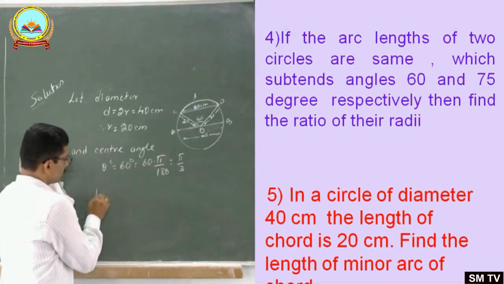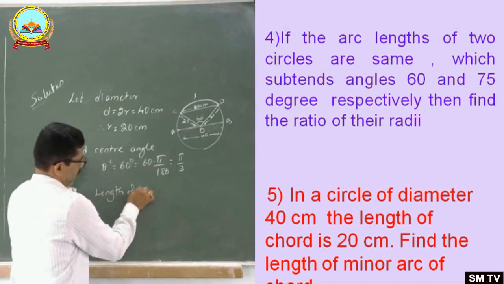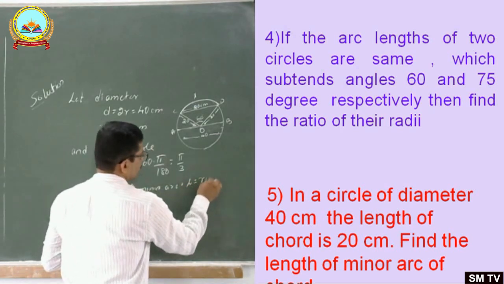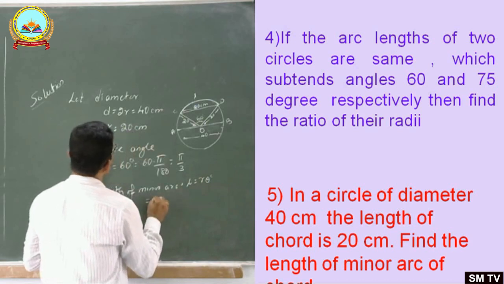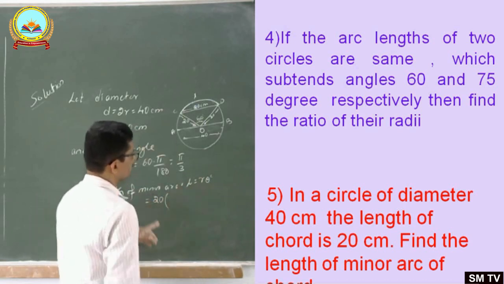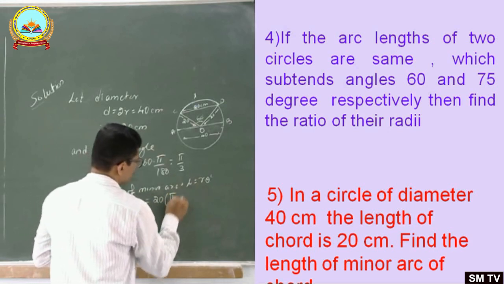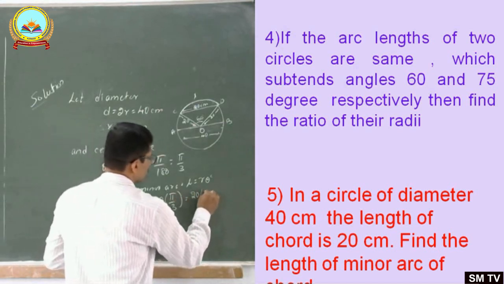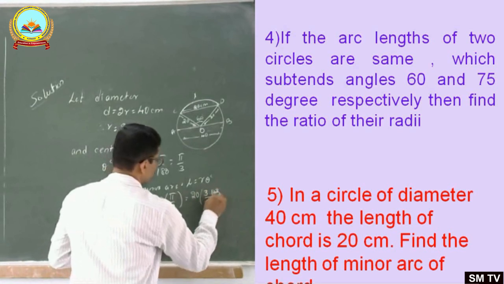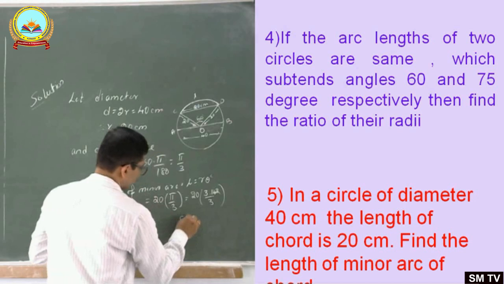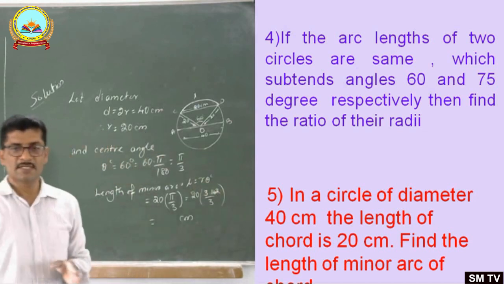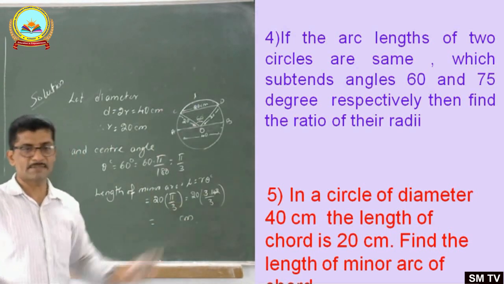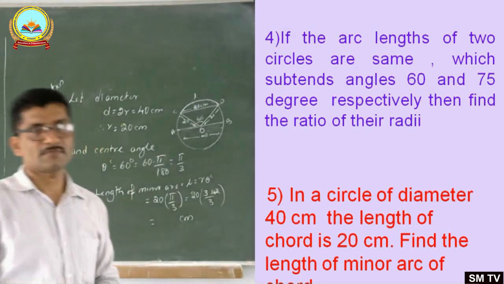Then find the length of the minor arc. L is equal to R into theta radians. Its value is equal to R, which means 20, into theta radians. Theta in radians means pi divided by 3. Suppose here using pi is equal to 3.142, simplify 20 into 3.142 divided by 3, to get the answer in centimeters. Using a simple calculator, in annual exams a calculator is allowed. Work out these values, multiplying and dividing, and you get the length of the minor arc of the circle.